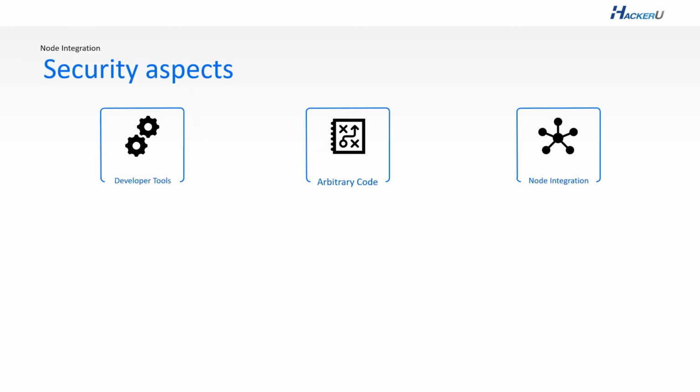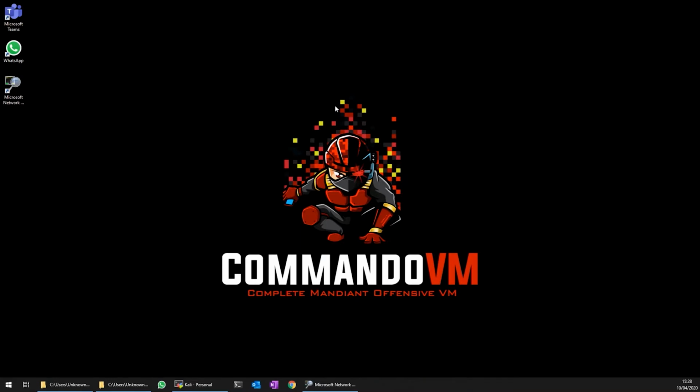Okay, so when we look at the security aspects, we already saw proof of concept for the developer tools and the arbitrary code. There's also node integration specified here. This is something we are not going to discuss in this presentation. Let's see how I did the proof of concept for the developer tools and the arbitrary code running, or the vector. So I'm going to open a new folder here. We will call it ASAR.